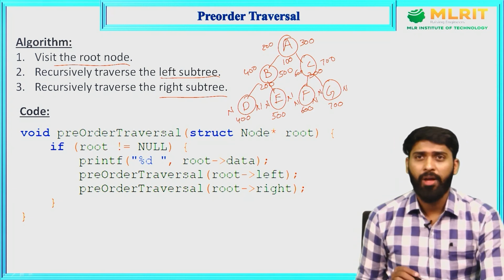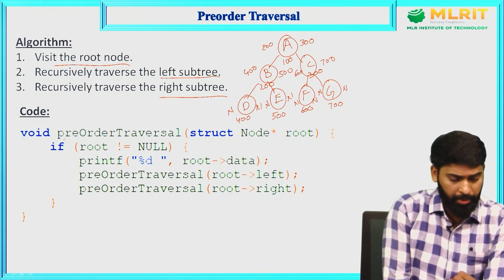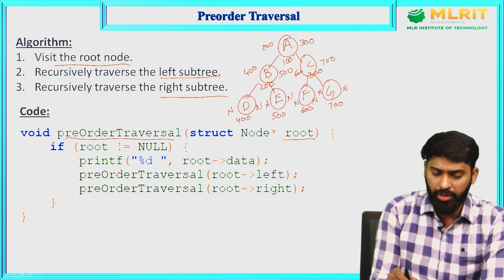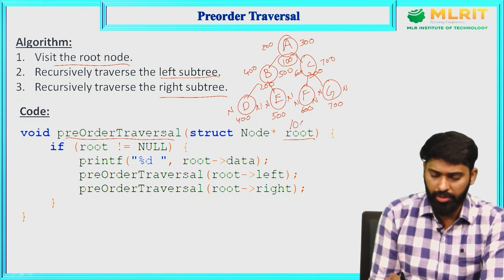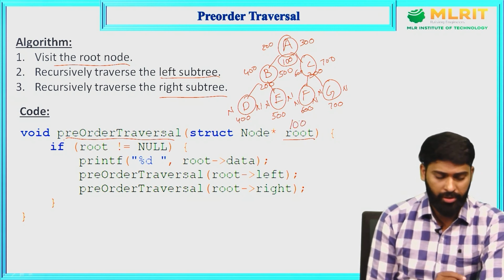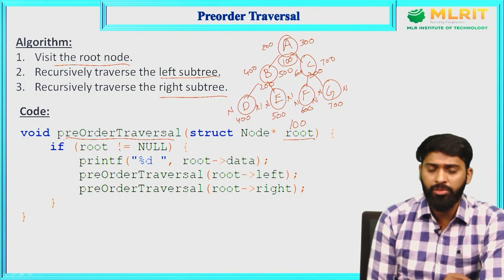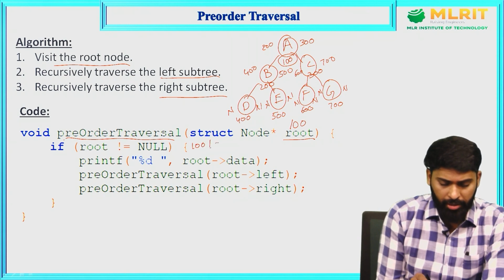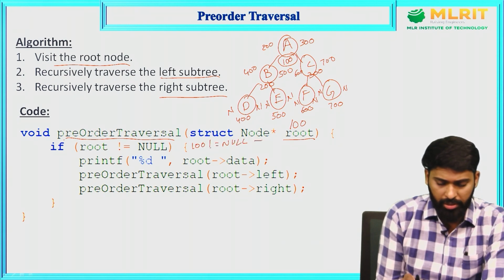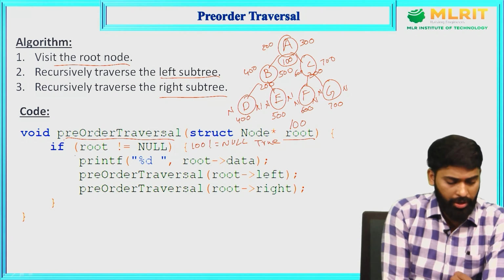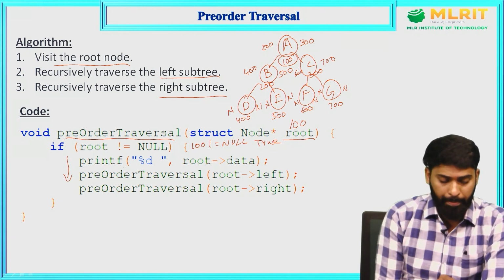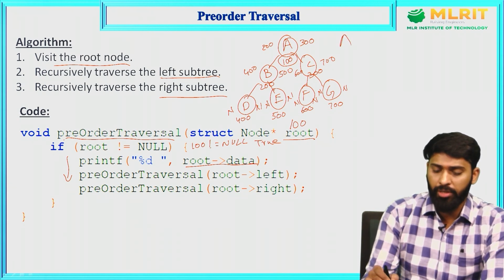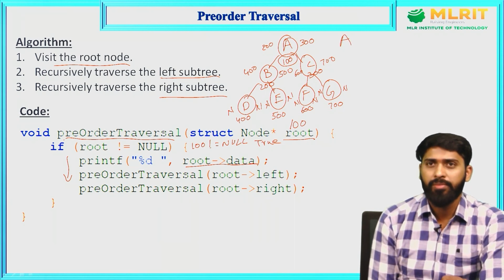Okay. So, now I call the function pre-order traversal with the root node. In this case, what is the root? 100 is the root. So, 100 is the address of the root node. Now, root not equals to null. What is the root here? 100, 100 not equals to null. True or false? Yes, it is true. So, enter into the block, print root arrow data. What is the root arrow data? A. So, A will be visited first.